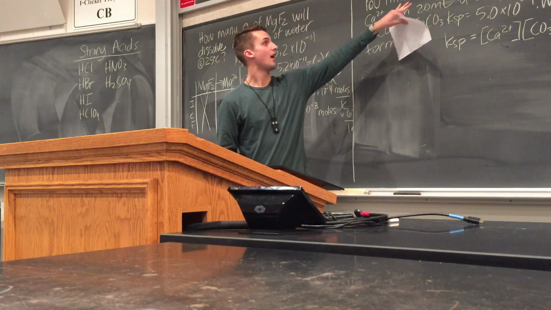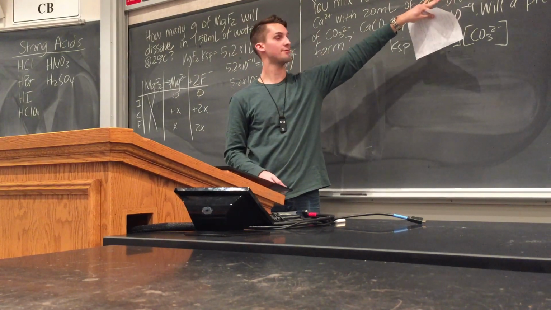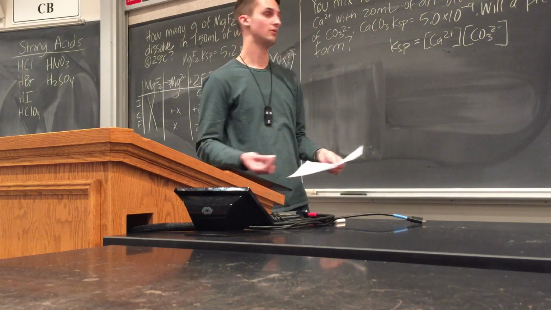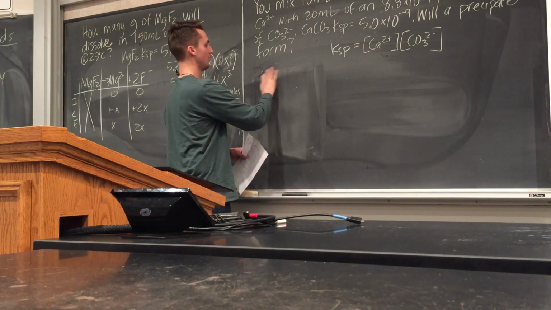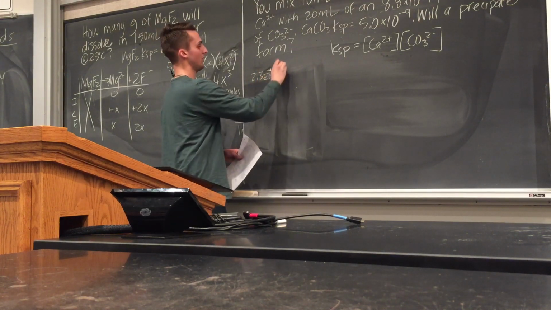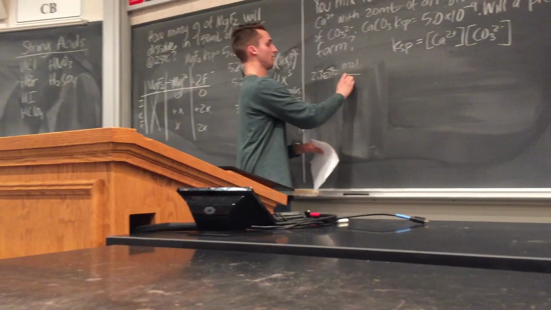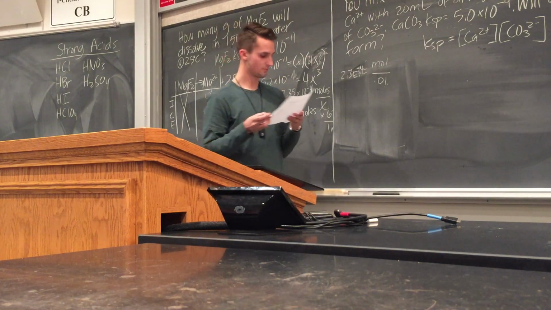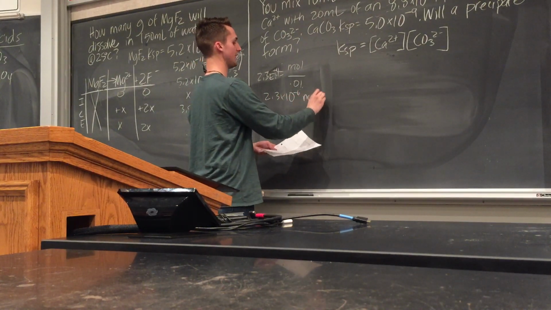So first thing, I have 10 milliliters of 2.3 times 10 to the negative 4 molar of calcium. So the first thing I have to do is find out how many moles that is. If you just use the molarity equation, molarity equals moles per liter, my molarity is 2.3 times 10 to the negative 4 equals moles over liters. My liters is 0.01. When you solve for that, you should get 2.3 times 10 to the negative 6 moles of Ca2+.